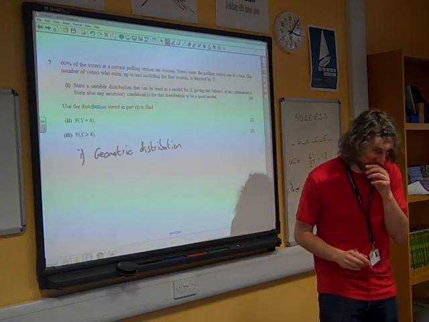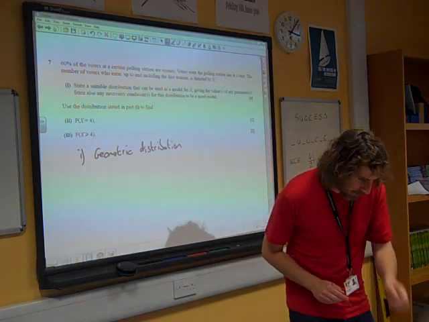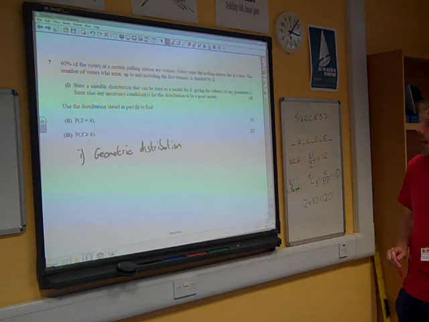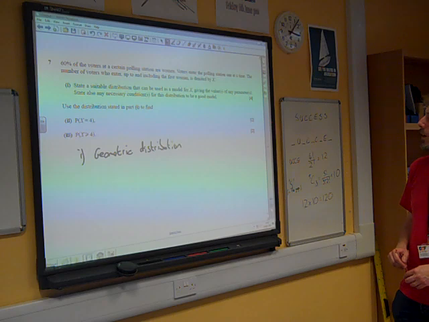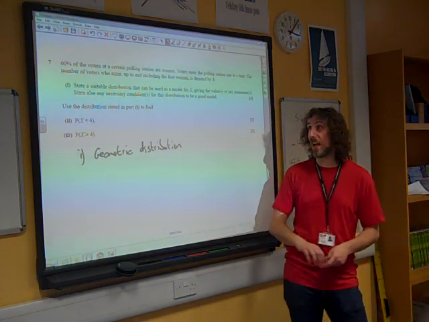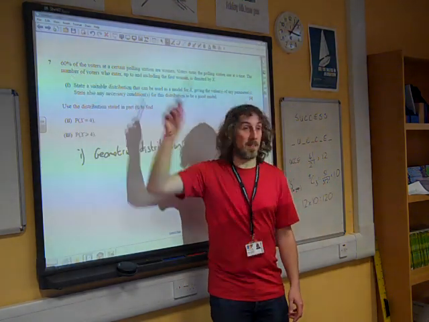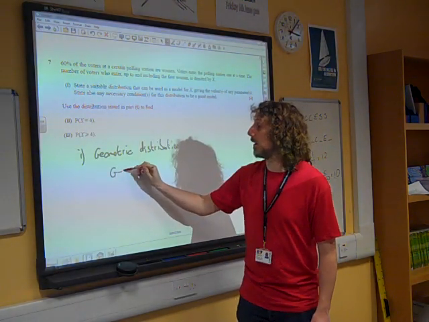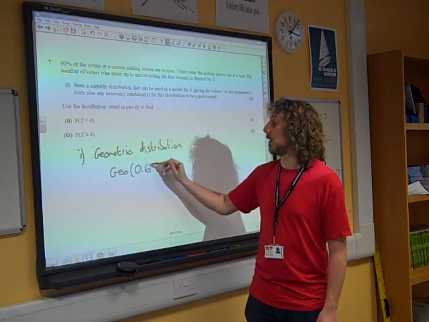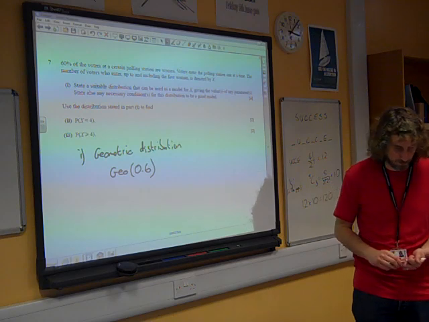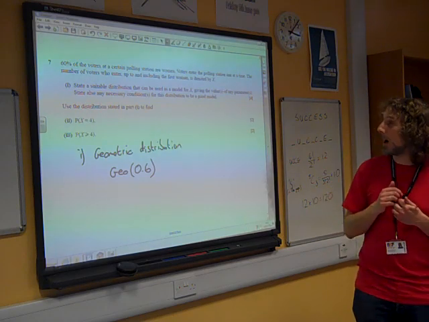Giving the values of any parameters. What do we have as parameters in this one? The probability. We're assuming that the probability of a success is 0.6, 60%. So it would have a parameter, a value of p of being 0.6.